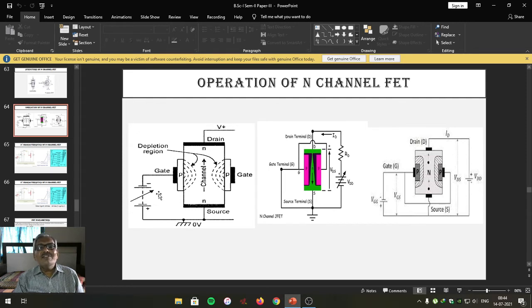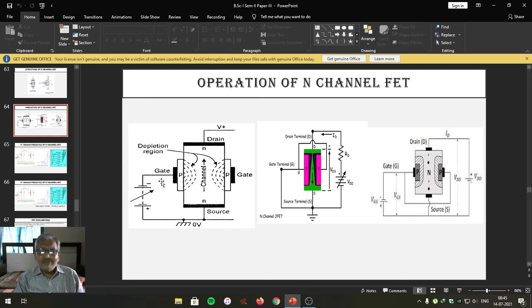When we further increase the gate to source voltage, the width of the depletion layer further increases like this. Again the channel width decreases, so as to decrease the drain current. If you increase the gate to source voltage still further, the width of the depletion layer further increases on both the sides. So every time the channel width decreases. This allows fewer charge carriers to reach the drain. Hence the drain current decreases.